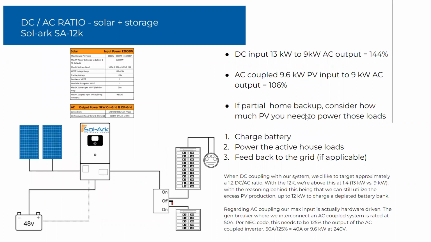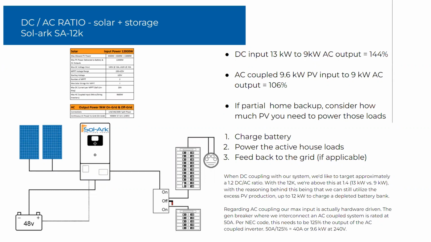Next comparison is with Solarc. So Solarc is unique because we have DC coupling and AC coupling simultaneously. So how does this work? Solarc has an AC coupled input that is a breaker that is sometimes shared by the generator breaker. So if we are doing an AC coupled system and we do not have a generator present, we can use that breaker for the AC coupled PV.